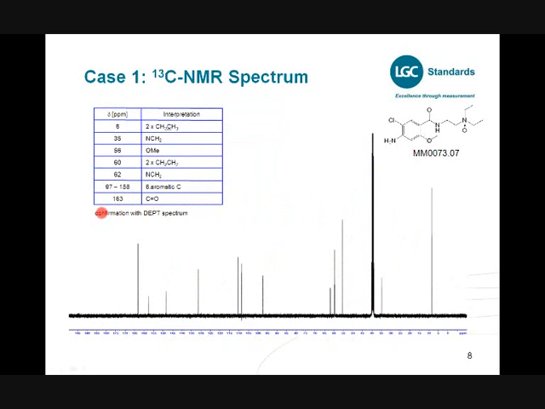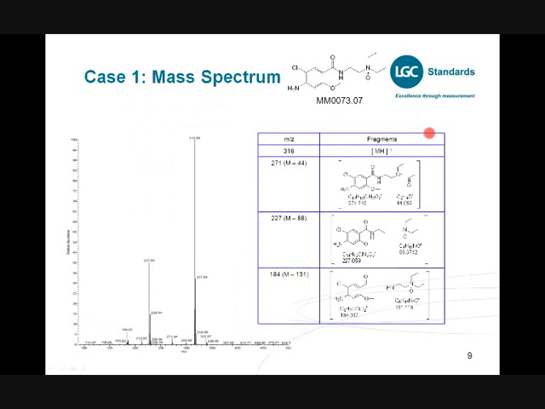We also looked into the CNMR spectrum, but again we could explain the structure with the position of the signals, the shifts of the CNMR signals here, and it was consistent with the structure. We also looked at mass spectrometry data, so you can see here the main peak at 316, that is the molecule peak plus hydrogen. We could explain the ones at 271 and at 227 and at 184 also with this fragmentation.